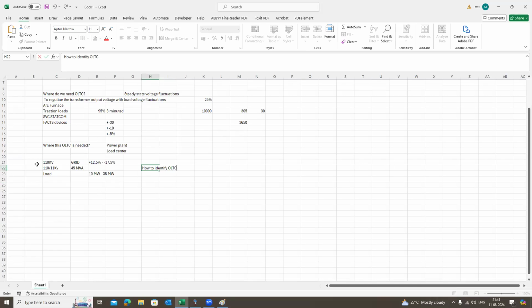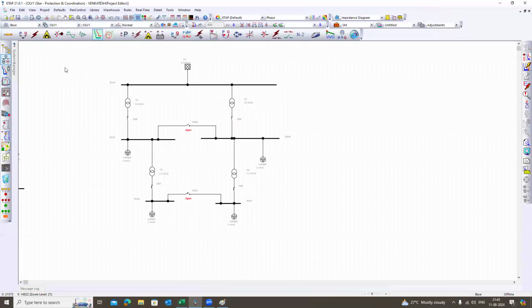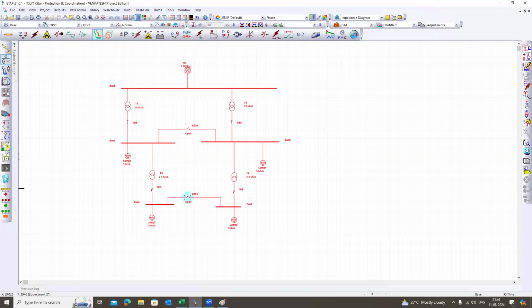So for that, let me go to ETAP here. Let me create a small single line diagram for this.